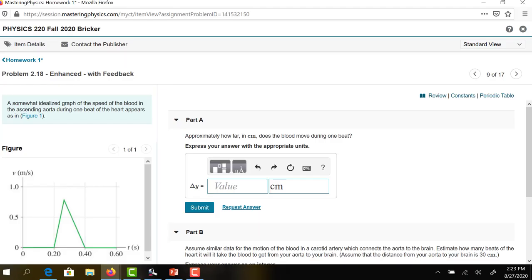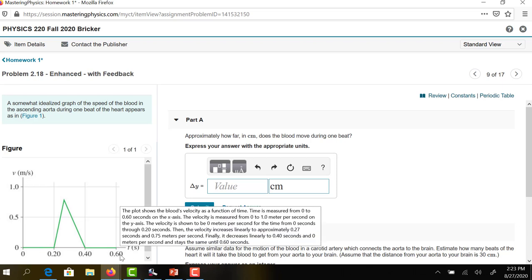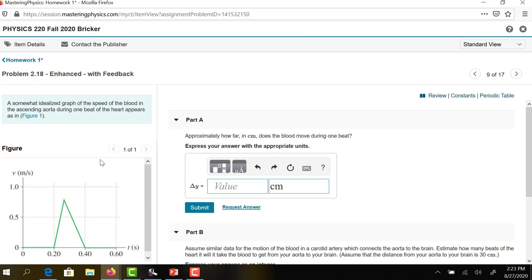Okay, so let's see if we can set this one up. A somewhat idealized graph of the speed of blood in the ascending aorta during one beat of the heart is shown in this picture here. And we want to know approximately how far in centimeters does the blood travel during one heartbeat. So what we have is a velocity versus time graph. We want to figure out the displacement associated with that.